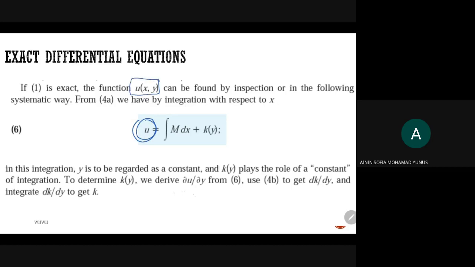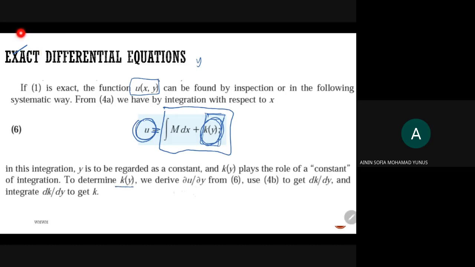u. Usually with separable or using an integrating factor, we call it y, but here we call it u. U is equal to, its formula is the integration of m, we integrate m with respect to dx, plus ky. So what does ky mean? Maybe some of you will be a little bit confused. Okay, this one we introduce first, then later on we will find out what our ky is.